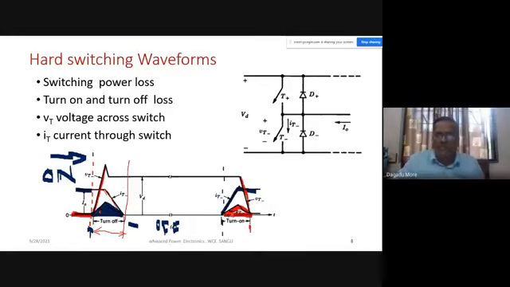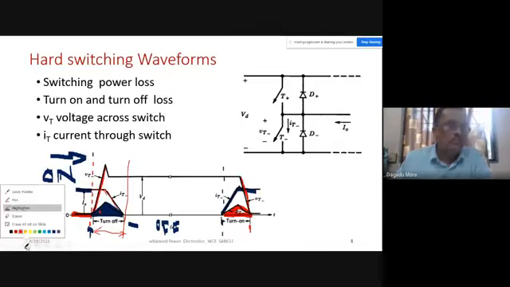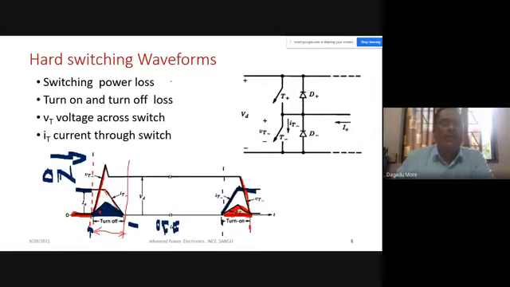And if the number of switchings is more, definitely the energy will be more, and it means that the power loss will be more. So what is the relationship between switching frequency and turn on and turn off loss? This switching power loss is directly proportional to the switching frequency, which you can call Fs.